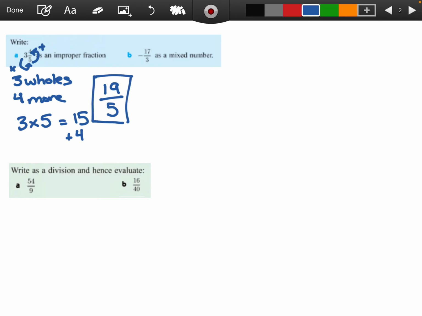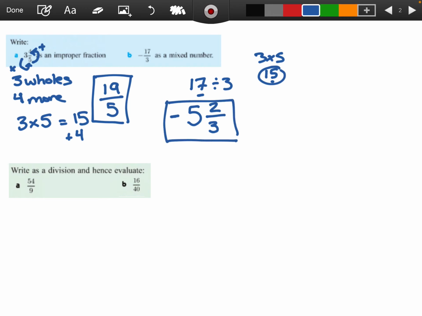So going the other direction, if we have negative 17 over 3 and we want to write that as a mixed number, we're going to go 17 divided by 3. How many times does 3 go into 17? It goes in 5 times, because 15 is 3 times 5. So we get 5 wholes, but if 3 times 5 is 15 and we actually had 17, there are 2 more left over, and then the 3. And then this is negative because it was negative 17 over 3. So again, I am assuming that you have done this before, you have seen this, this is not new.